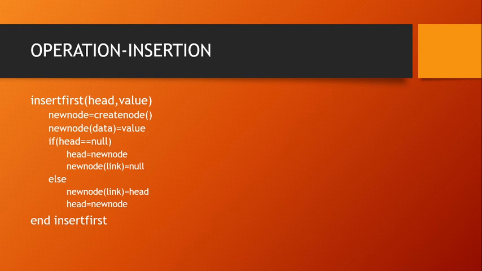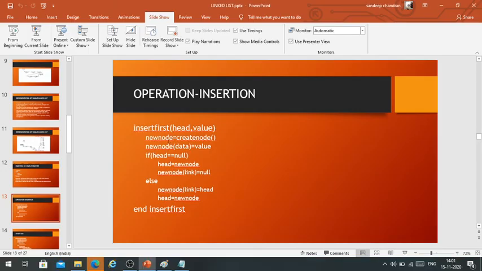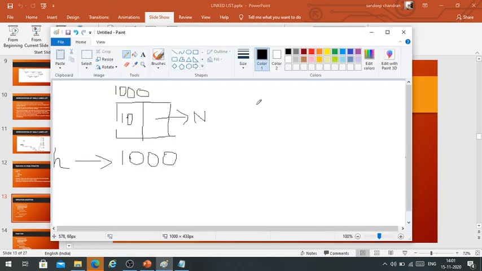If the list is not empty, what do we have to do? Again, we'll call the function create node. It will allocate some space and some value will be stored in the data part. So we will have another node here, with some memory location and value 20, suppose. The address location of this one is 2000. Assume it as 2000. So I want to add this 2000 to the first position of the list.